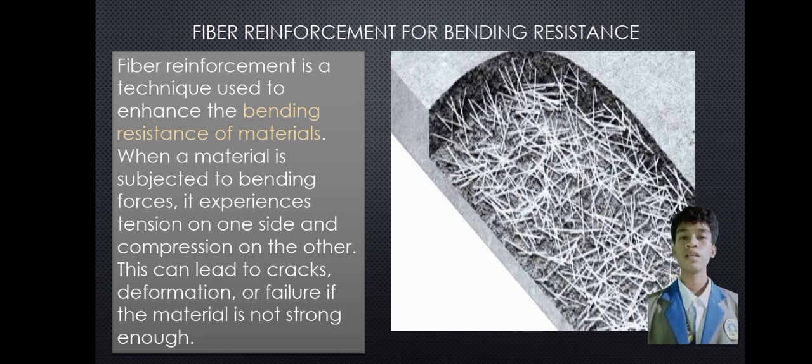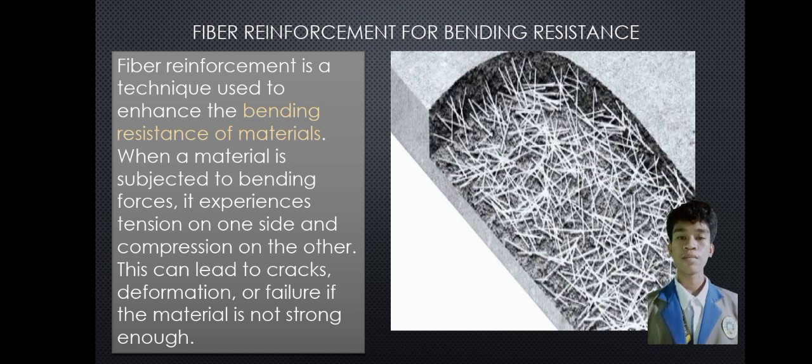And then the number 3 is reinforcement for bending resistance. Fiber reinforcement is a technique used to enhance the bending resistance of material. When a material is subjected to bending forces, it experiences tension on one side and compression on the other. This can lead to crack, deformation, or failure if the material is not strong enough. By incorporating fiber into the material, its bending resistance can be significantly improved.